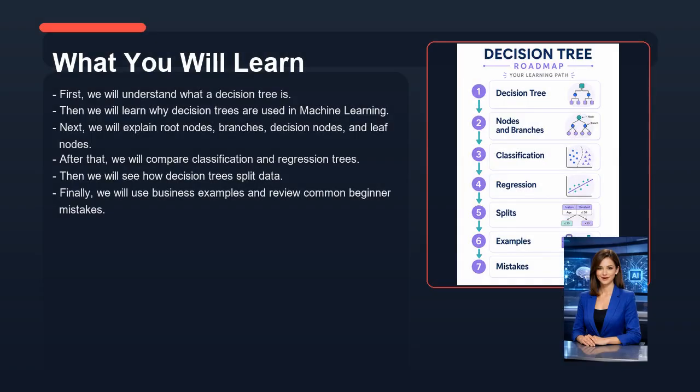Now let's look at what you will learn. First, we will understand what a decision tree is. Then we will learn why decision trees are used in machine learning. Next, we will explain root nodes, branches, decision nodes, and leaf nodes. After that, we will compare classification and regression trees. Then we will see how decision trees split data. Finally, we will use business examples and review common beginner mistakes.